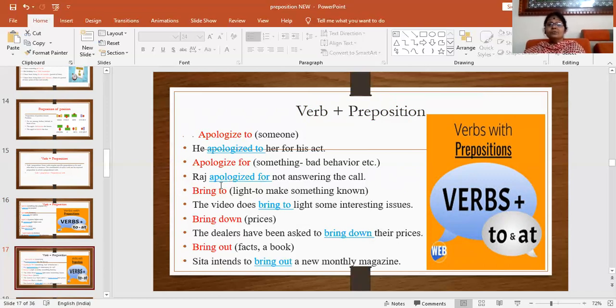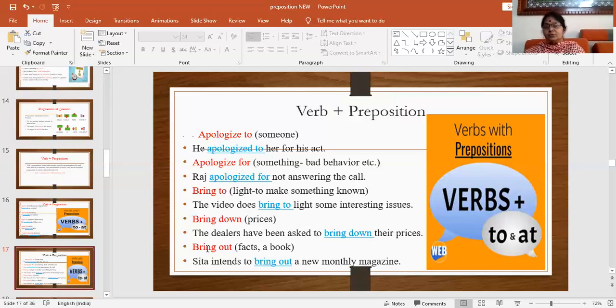So that is how. Then you have a word called bring. It is a verb, and by adding the preposition to, you make it bring to. We use this as bring to light, right? To make something known. The video does bring to light some interesting issues, right? Similarly, for bring, I will add another preposition, bring down, and the whole meaning changes. This bring down, we use it when we are referring to prices. How do we use this? The dealers have been asked to bring down their prices, right?